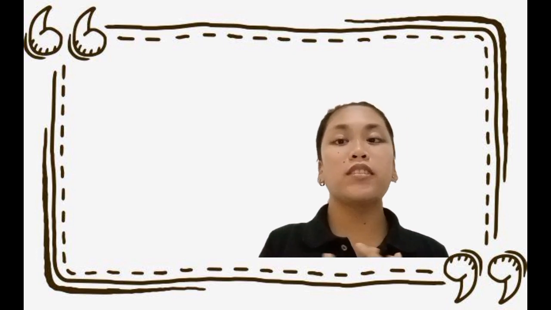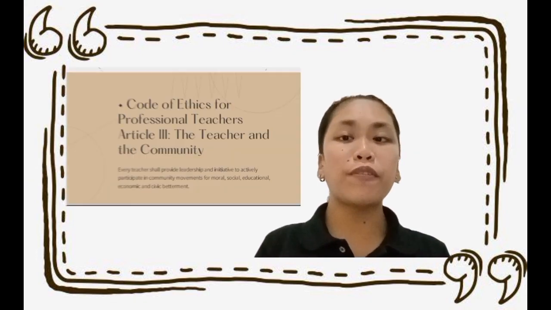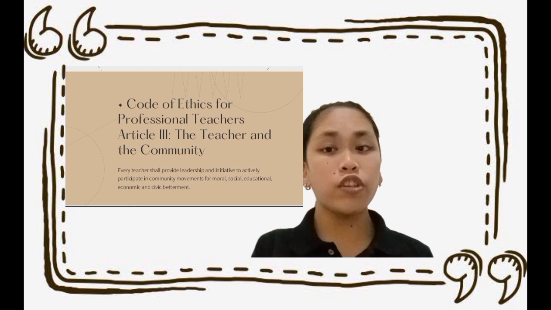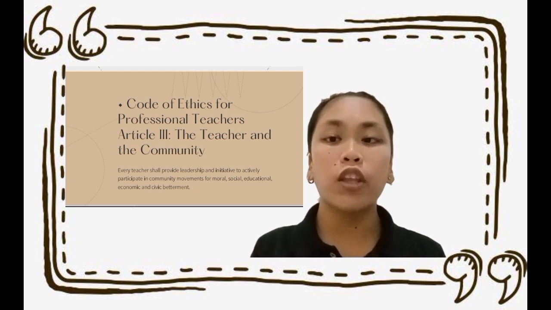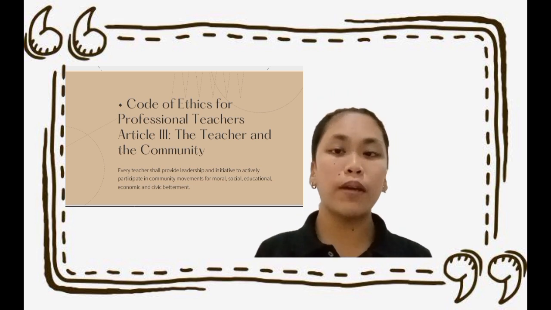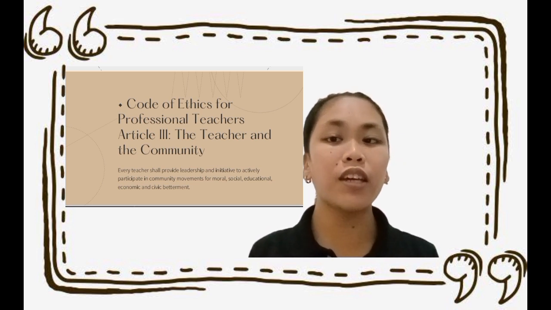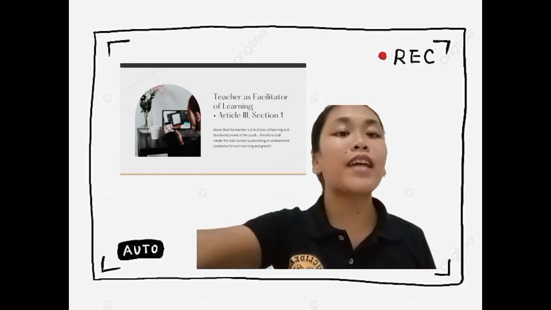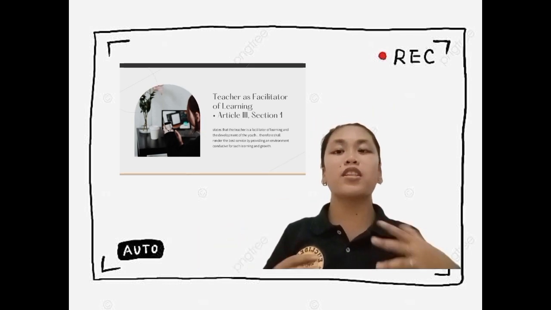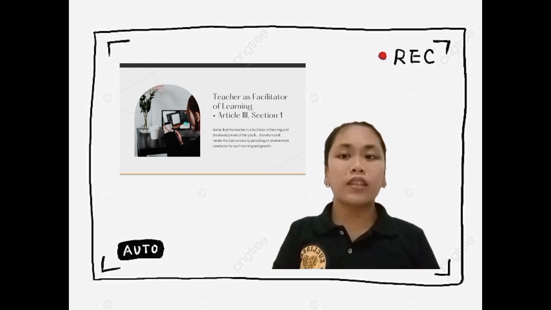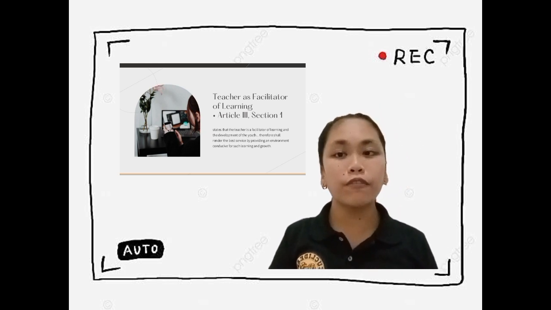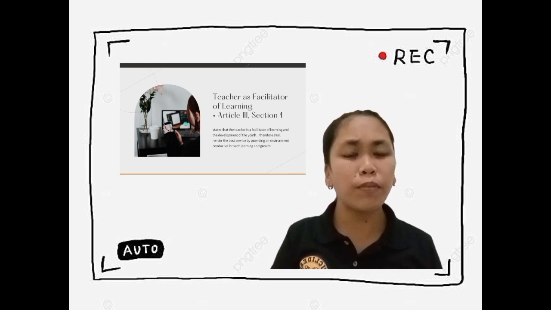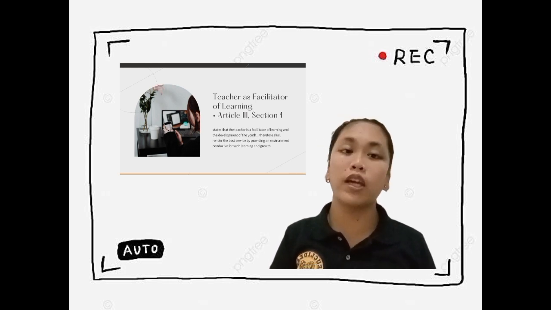So we begin the Code of Ethics for Professional Teachers, Article 3, the teachers and the community. Every teacher shall provide leadership and initiative to actively participate in community movement for moral, social, educational, economic and civic betterment. Let's move on to our sections. We have Section 1, which is teachers as facilitators of learning. It states that a teacher is a facilitator of learning and the development of youth. Therefore, the teacher shall render the best service by providing an environment conducive for such learning and growth.